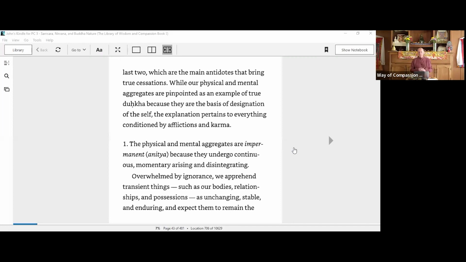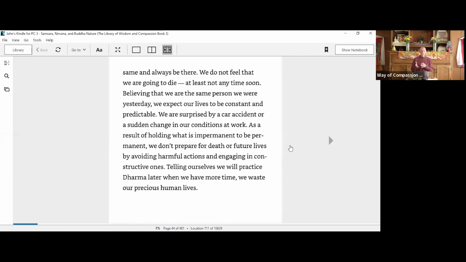Okay, so let's take a look at impermanence. The physical and mental aggregates are impermanent because they undergo continuous momentary arising and disintegrating. Overwhelmed by ignorance, we apprehend transient things such as our bodies, relationships, and possessions as unchanging, stable, and enduring, and expect them to remain. To remain the same and always be there.